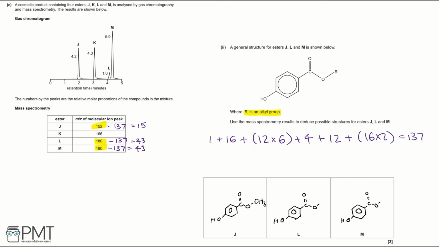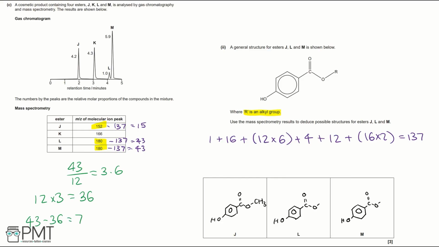So you can put them either way round because there's no way of knowing which one's which based on the information that we're given. So if we work out how many carbons are present, we do 43 divided by 12, and that equals about 3.6. And you can't have 0.6 of a carbon, so we're going to have 3 carbons. So we do 12 times 3, and this equals 36. So we need to do 43 minus 36, and that equals 7. So we're going to have 7 hydrogens present.